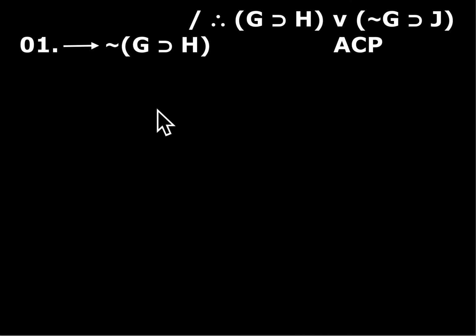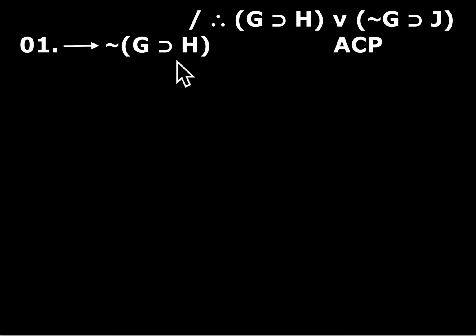How am I going to do that? Well, there's a couple of ways I could do it. This is itself a conditional. I could do an embedded conditional proof, assume not G, derive J. I could do an indirect proof, assume the negation of this. Or I could just use inference and replacement rules. That's the way I'm going to do it.